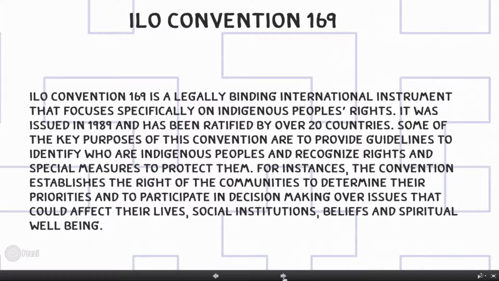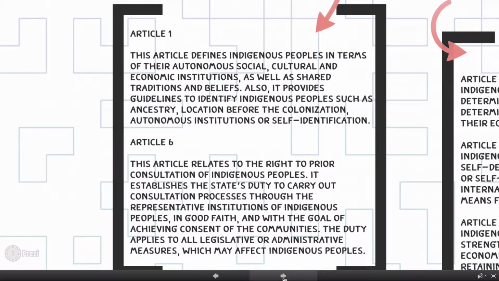Some of the key purposes of this convention are to provide guidelines to identify who are indigenous peoples and recognize rights and special measures to protect them. For instance, the Convention establishes the right of the communities to determine their priorities and to participate in decision making over issues that could affect their lives, social institutions, beliefs, and spiritual well being. Please read about some of the main articles of ILO Convention 169.